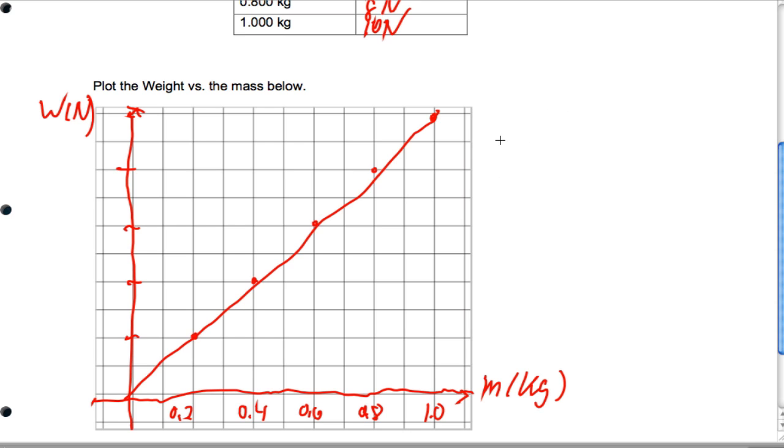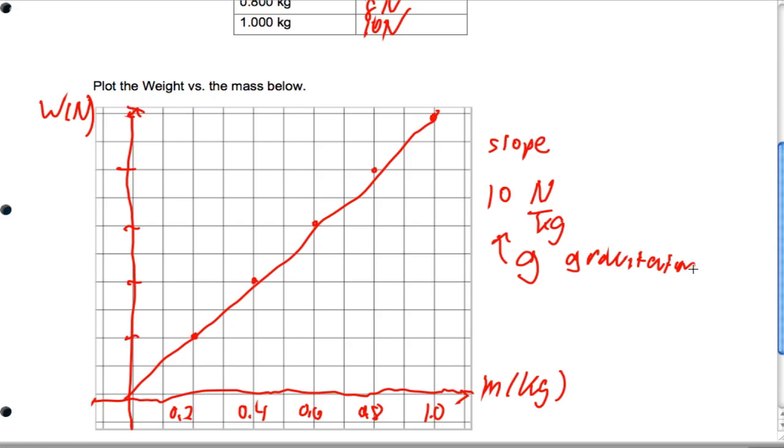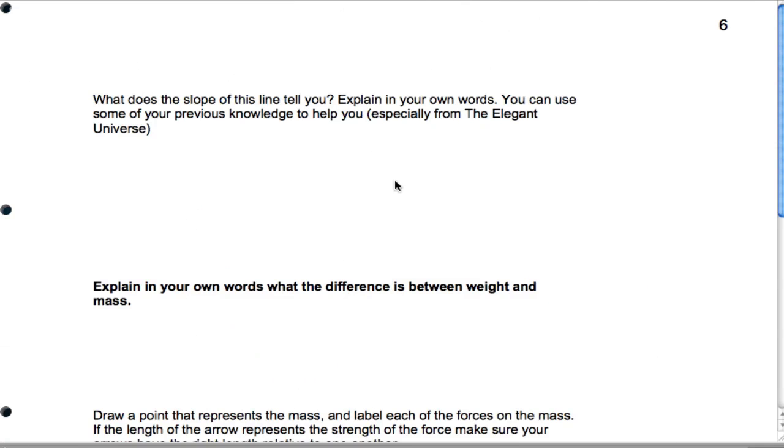And of course, when we get the slope here, the slope will actually end up being 10 newtons per kilogram. And we actually give this a name. We're going to call it, and this is interesting, we're going to call it little letter g. Very similar to a thing we measured before. And we're going to call this the gravitational field strength. So, what does the slope of this line tell you? Again, it tells us g, which is 10 newtons per kilogram, and we call that the gravitational field strength.